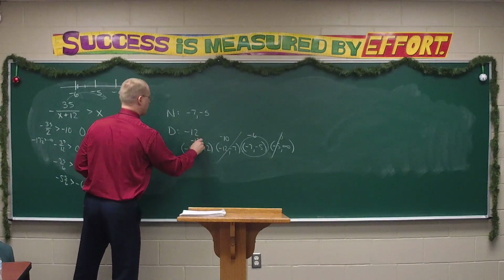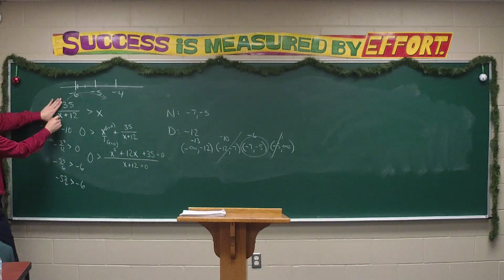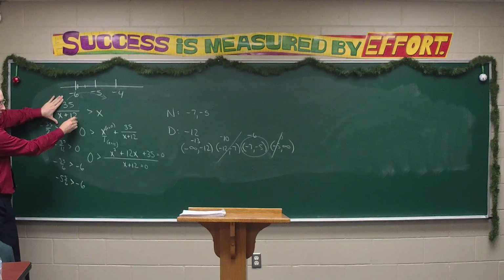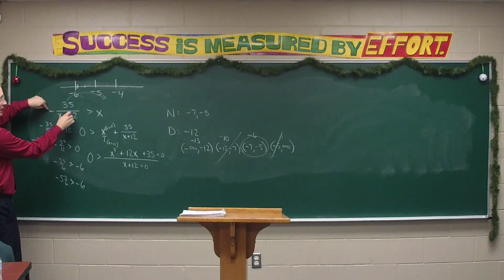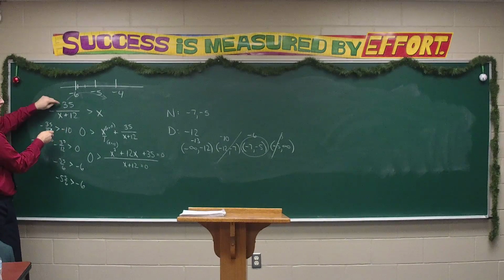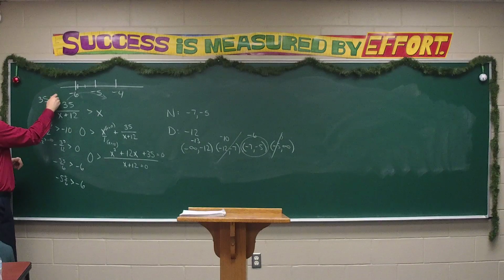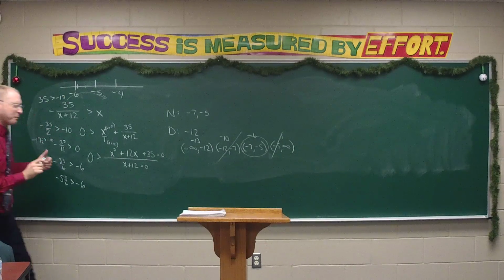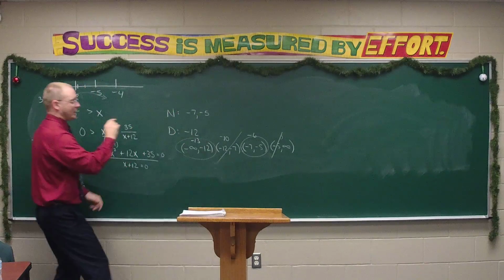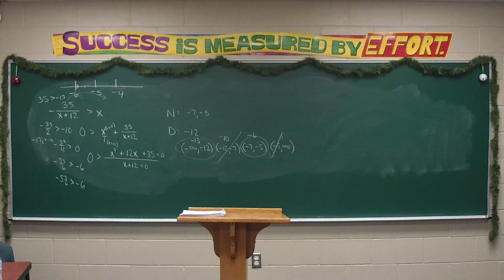Let's try a -13. If I plug in a -13 here, -13 plus 12 is -1, so the negatives cancel to just give me 35 over 1. Is that greater than -13? I was pretty sure it would work, but wanted to check it out. And there we go. Questions on number 11, as you've done it with me?